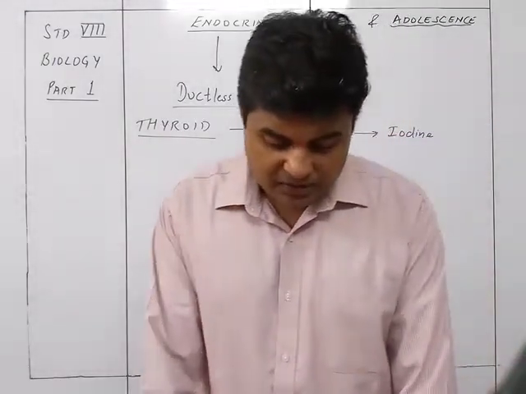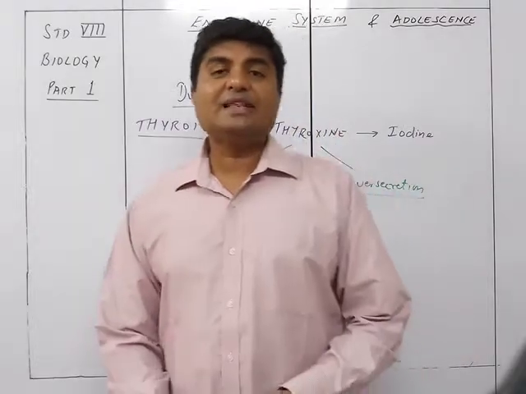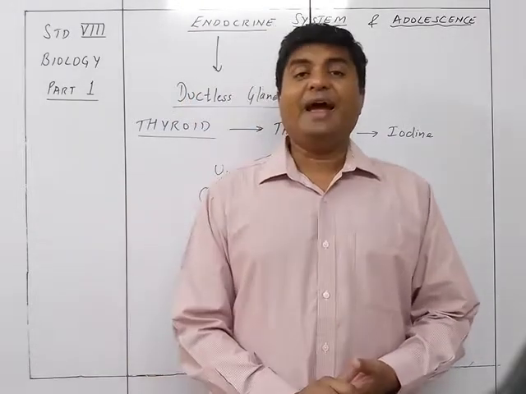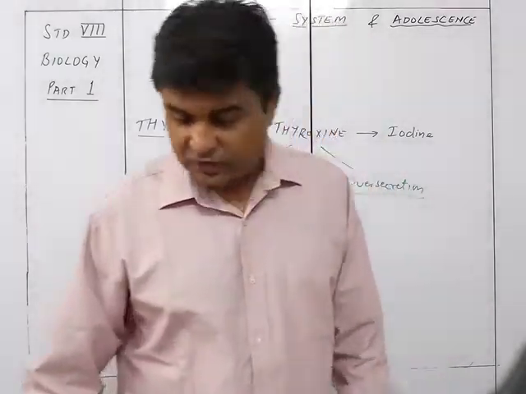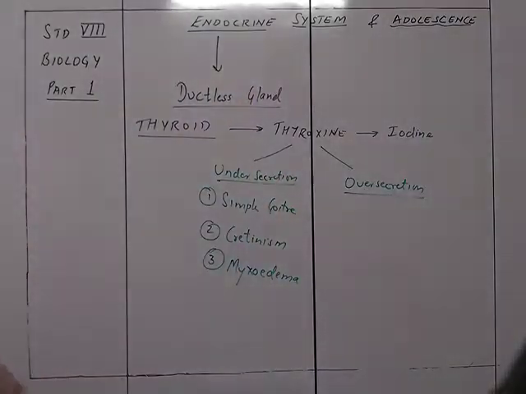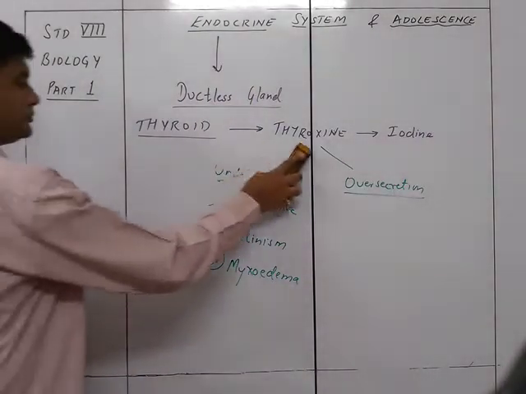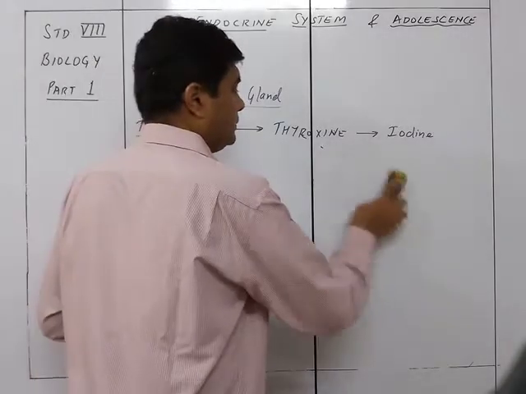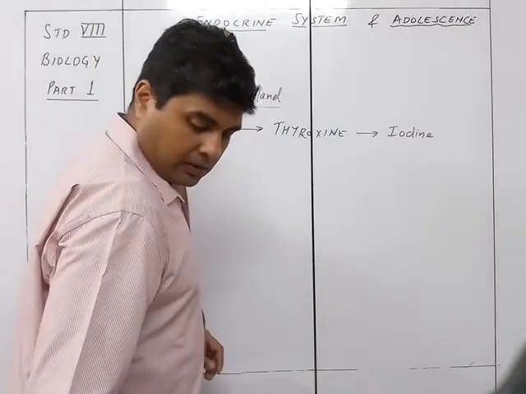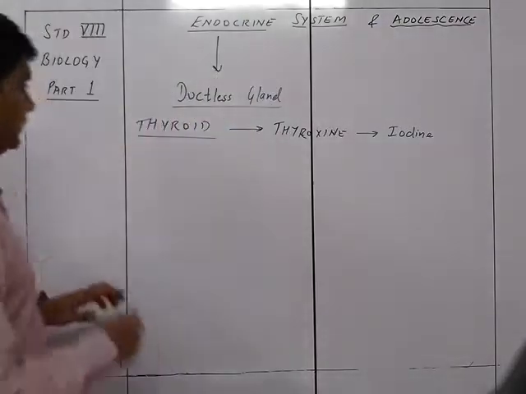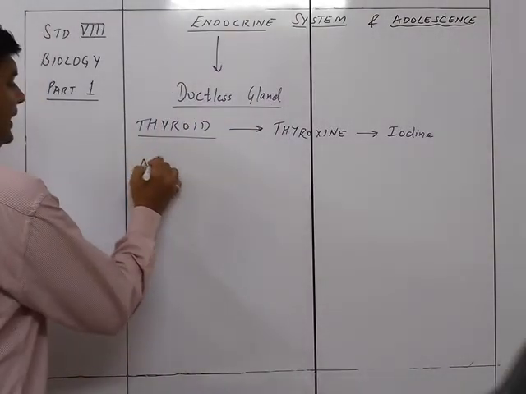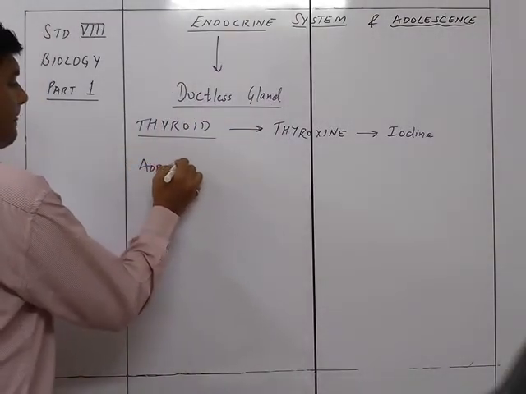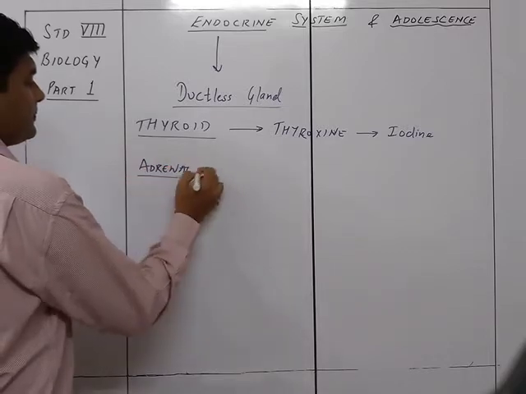So this is about the thyroid gland. The next gland that we see is the adrenal gland. So the next one is adrenal gland.